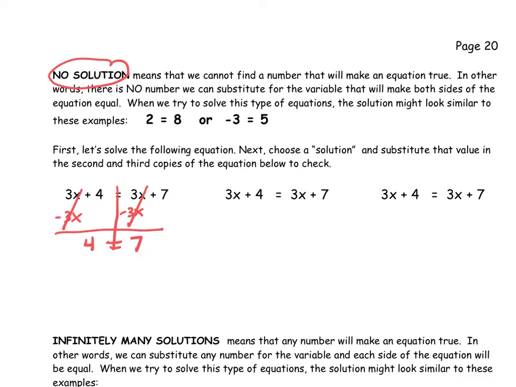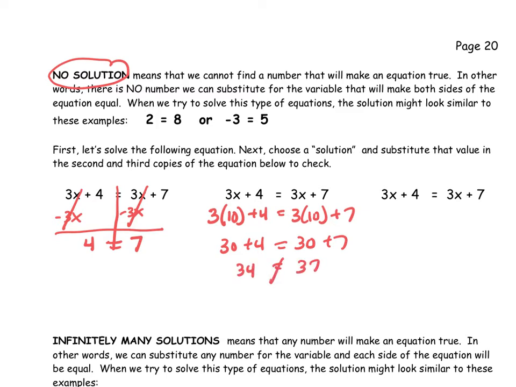And so I'm going to substitute in my equation 3 times 10 plus 4 equals 3 times 10 plus 7. And when I do this, I'm going to get 30 plus 4 over here and 30 plus 7 over here. But you can probably already see they're not equal because 34 does not equal 37.